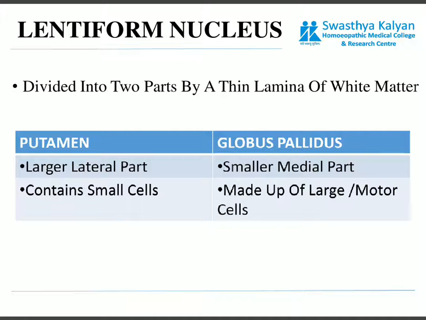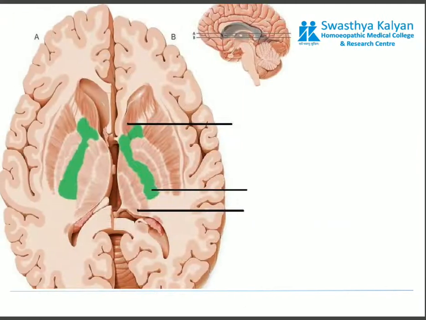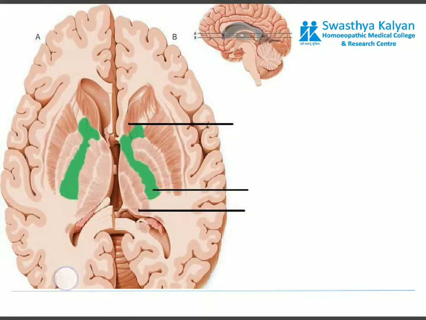A very thin band of white matter divides the lentiform nucleus into a larger lateral part, which is putamen, which contains many small cells, and a globus pallidus. Basically, it is known as pallidus because it is pale in appearance as compared to the other gray matter masses. It is pale, and it is smaller, and it is made up of large motor cells. So if you see here in this figure, in comparison to this putamen, it is comparatively pale and lighter. That is why it is known as globus pallidus.